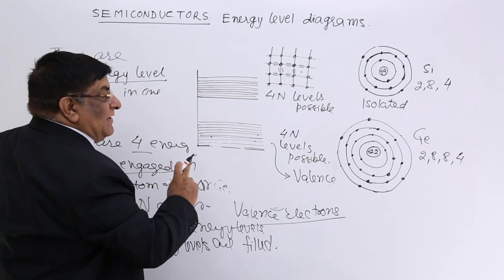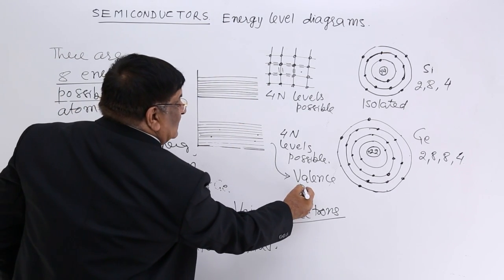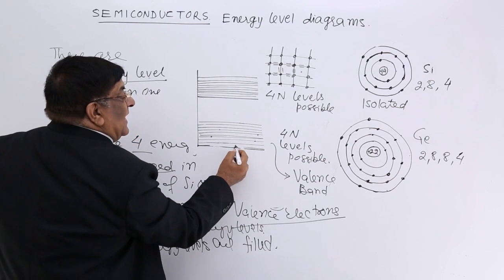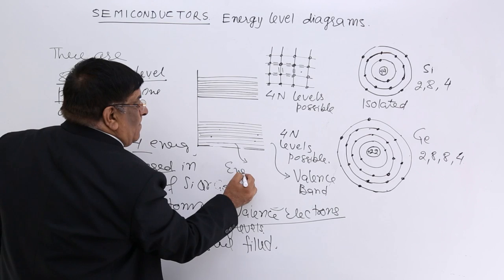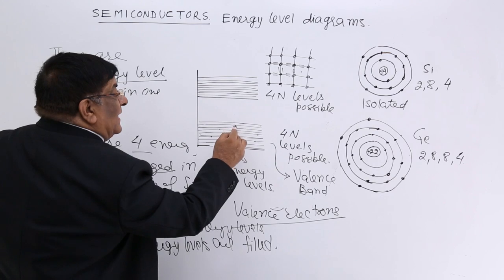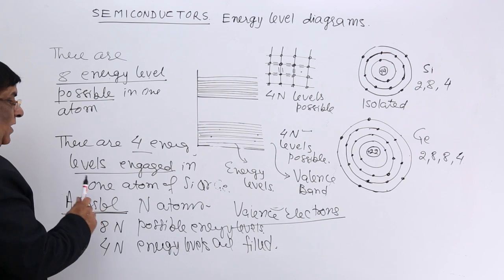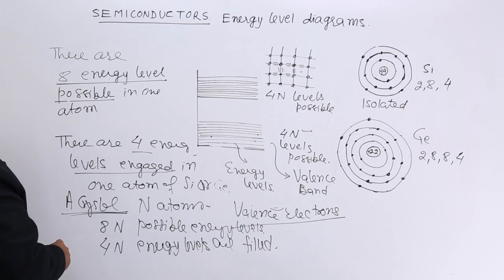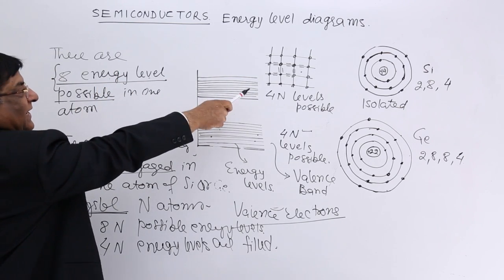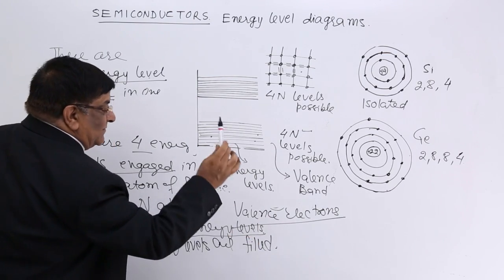This is the energy level diagram. In the energy level diagram, there are 2 bands. One band is known as the valence band. What do we call these lines? Energy levels. In one band, how many energy levels are there? 4n. Because we know the total: 8 energy levels in one atom, and N atoms have combined, so 8n possible energy levels.